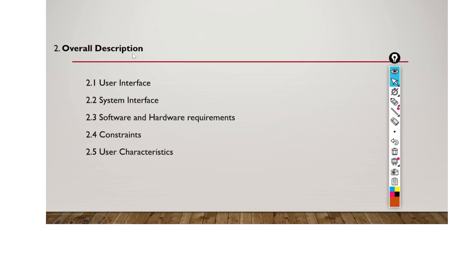So, the overall description. Here the subtopics are user interfaces, system interfaces, software and hardware requirements, constraints and user characteristics. What are the user interfaces that we need to define in the project? What are the system interfaces? What are the software and hardware requirements that are used to develop any software product? What are the rules and constraints, and what are the user characteristics?